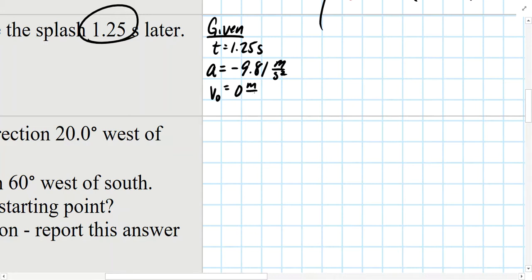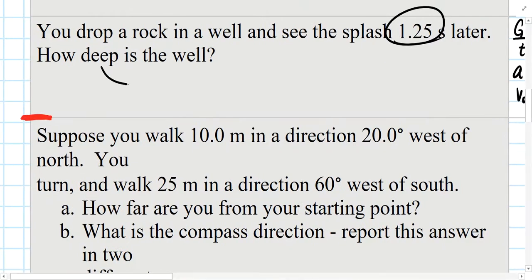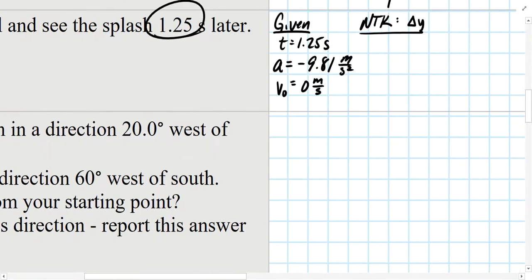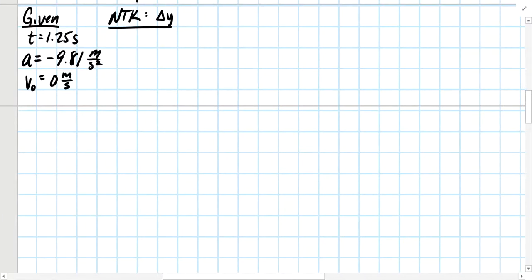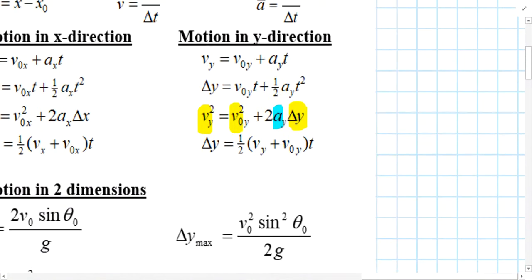Now, as far as velocity goes, one thing that's implied too is that this object was dropped. It wasn't imparted with any velocity at the beginning, so we do have an initial velocity of 0 meters per second. So what we need to know in this case is the change in y, because that's going to represent how deep the well is. What's the vertical difference between the rock's release point and its ending point? So which formula do you think would be appropriate in this case? Think about what's been given to us and what we need to find.